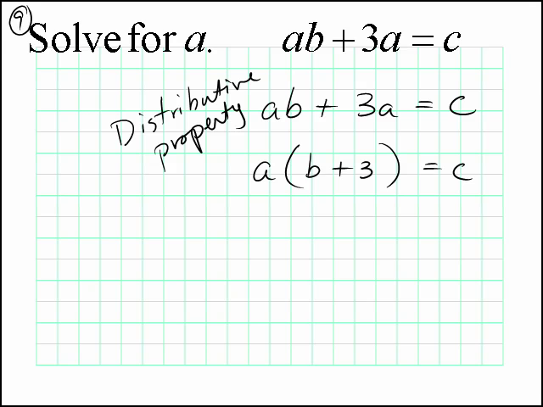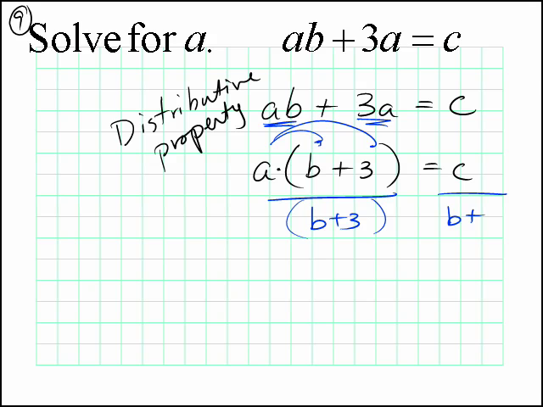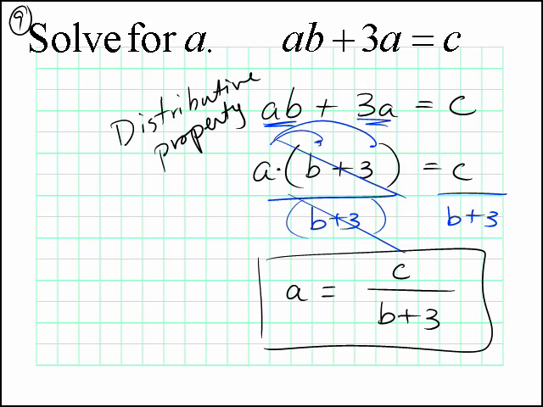This is the distributive property, since if I were to distribute the a back in, this would be a times b, which is right here, and then the a times 3 is the 3a, so they are equivalent. Now I have a times this quantity b plus 3. I treat the b plus 3 as one number. I divide both sides by the quantity b plus 3. The b plus 3's reduce to 1, and I'm left with a equals c over b plus 3. The formula is now solved for a.